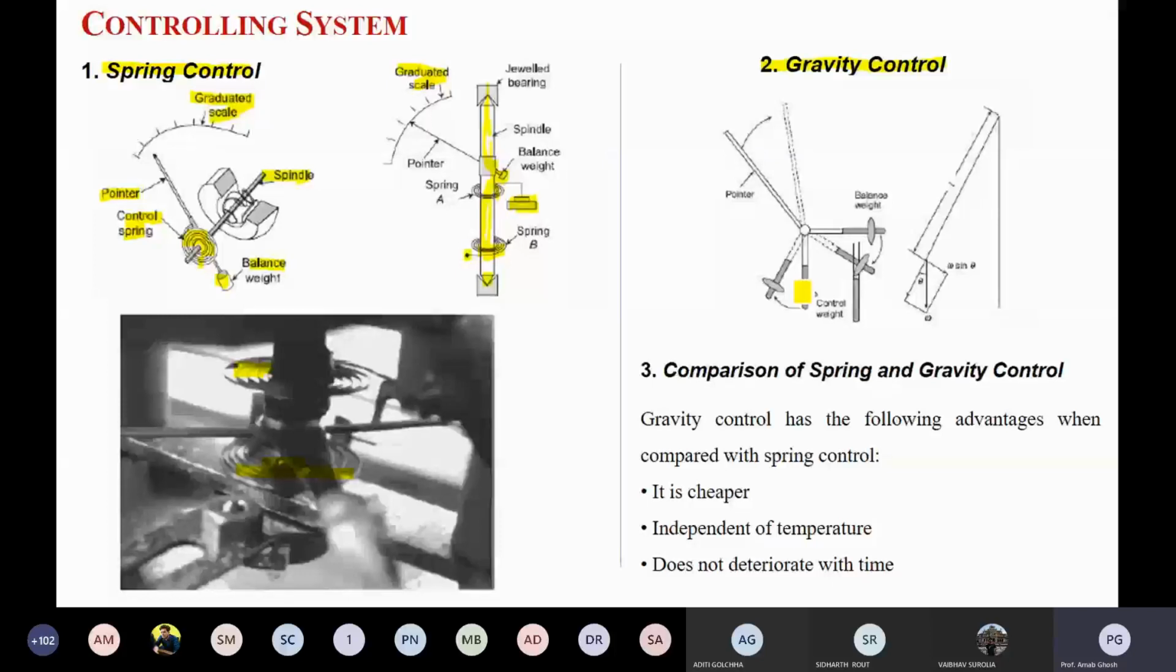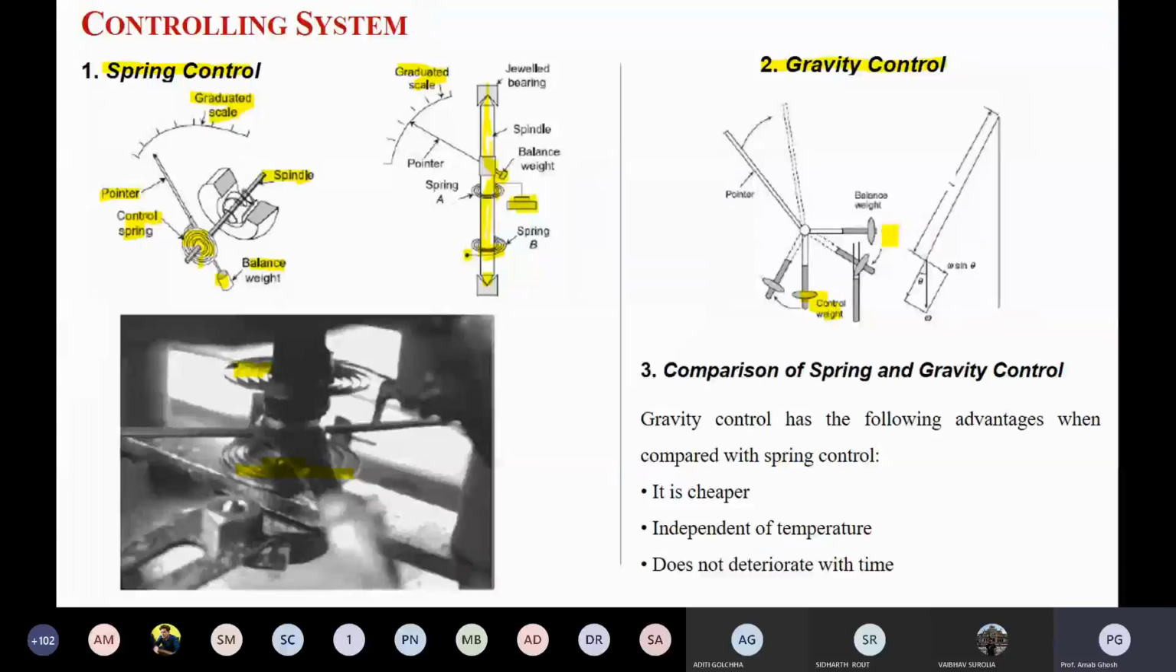operation. If the balance weight maintains its equilibrium, you can observe there will be lesser oscillations in the pointer. Totally, you can observe that the balance weight or control weight is there, and that weight totally depends upon gravitational force.